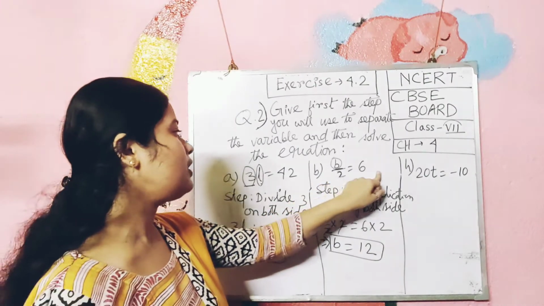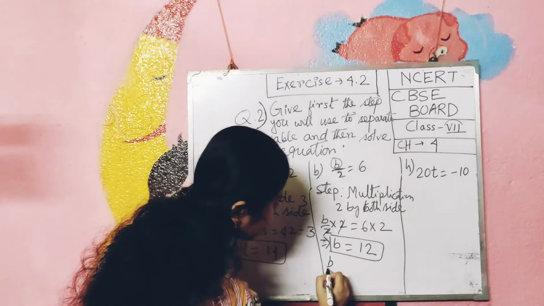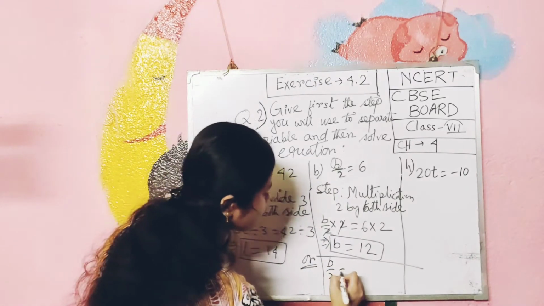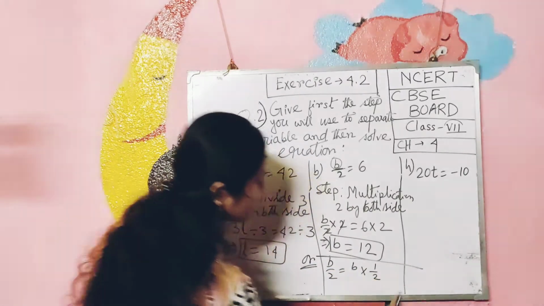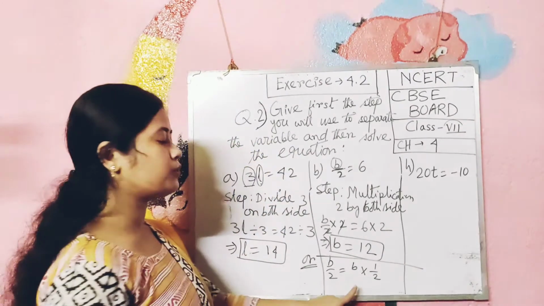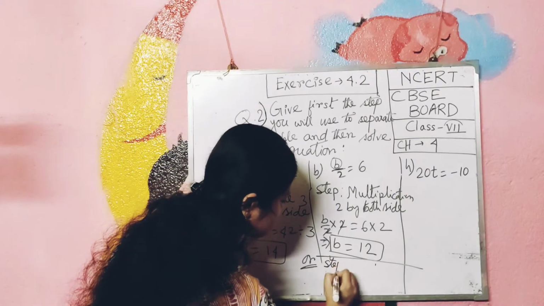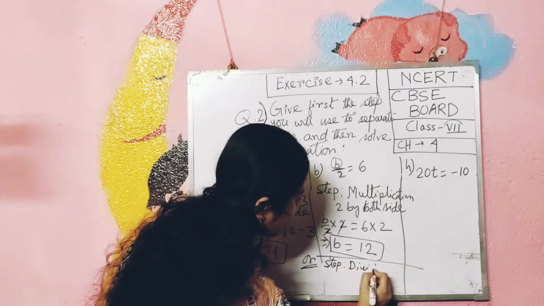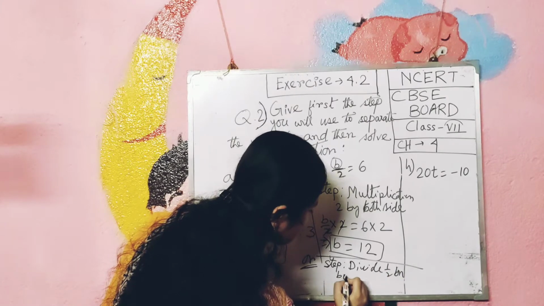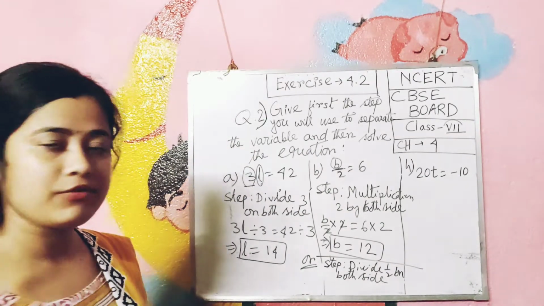Now the other process. b by 2 means b into 1 by 2. Here multiplication is there, and the opposite of multiplication is division. So I will divide by half on both sides. On both sides means I will divide by half on both sides.